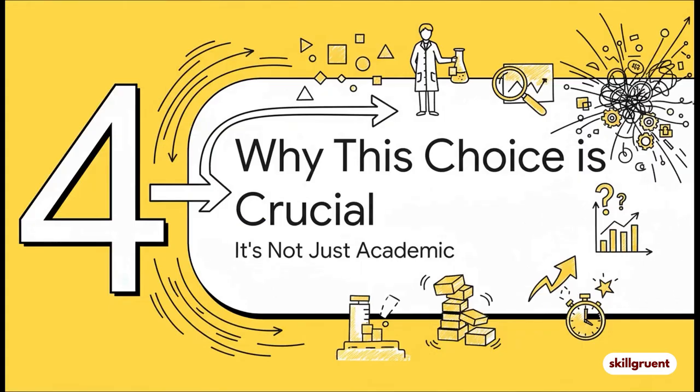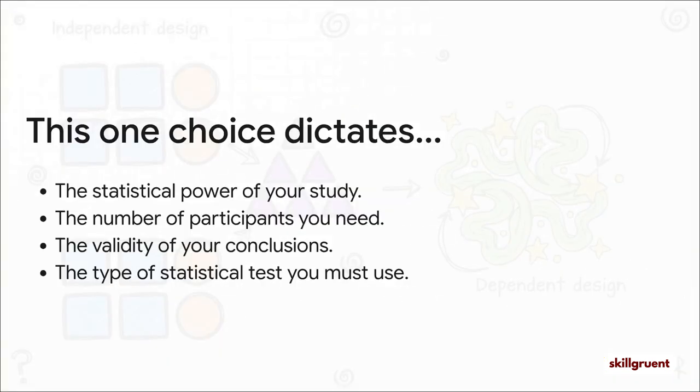Now, you might be thinking, okay, this is a bit technical, a bit nerdy, but this single choice, made right at the very beginning of a study, has massive consequences for the entire rest of the project. This is not just some academic detail. Seriously, this one decision has a huge domino effect. It determines how powerful your study is, which tells you how many people you even need to recruit. It impacts the fundamental validity of what you can conclude, and as we're about to see, it locks you into a very specific mathematical tool. If you get this choice wrong at the start, your whole study could be junk.